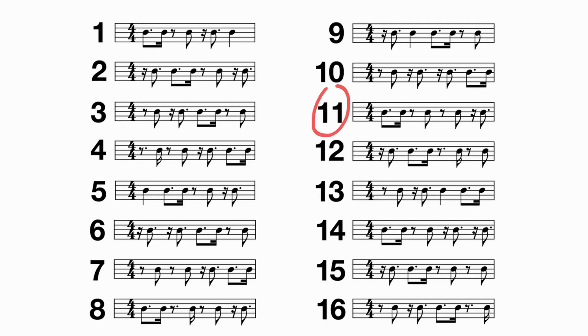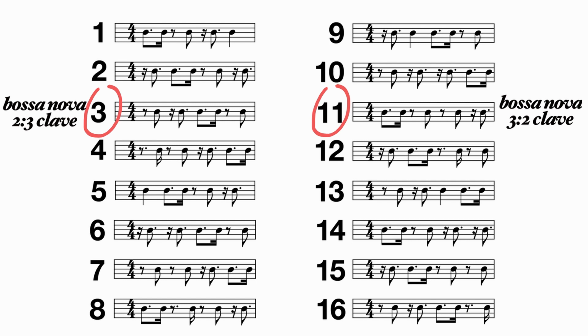So as one very astute commenter noted on part 5 of this series, the funk clave could be considered a mode of the bossa nova clave. Number 11 on this list is sometimes called the bossa nova 3-2 clave, and then number 3 is the same thing but reversed, the bossa nova 2-3 clave.